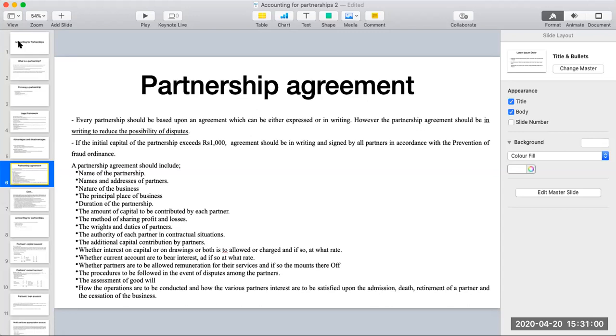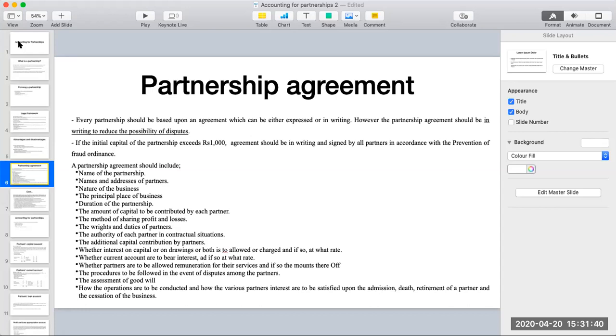So what is this partnership agreement? It's an agreement between the partners, but is it compulsory to have in writing? No, it is not compulsory. That is why we said in forming partnerships, there are three methods. It can be a written agreement, it can be an oral agreement or it can be implied as well. Therefore, it is not compulsory to have this agreement in writing.